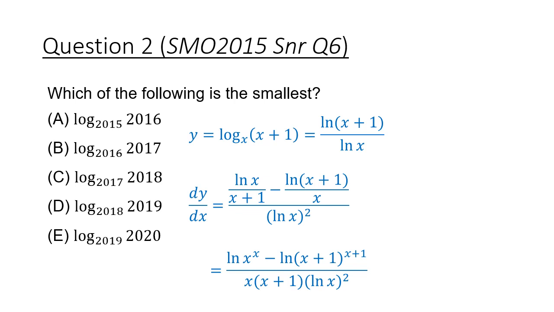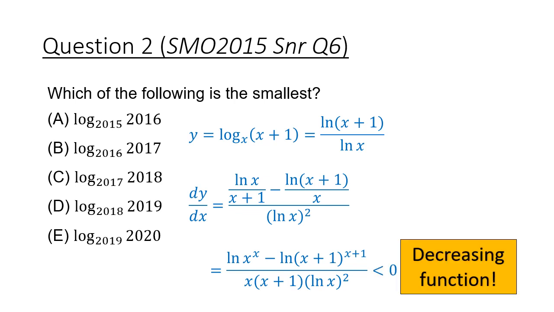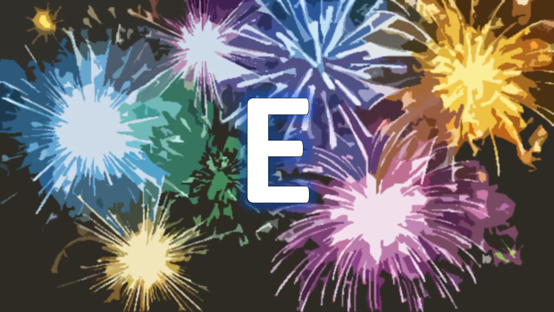That means this entire gradient function, this dy dx, is going to be negative. So we're getting a decreasing function. As x increases, the function decreases. So our answer will be option E. So did you get the answer?